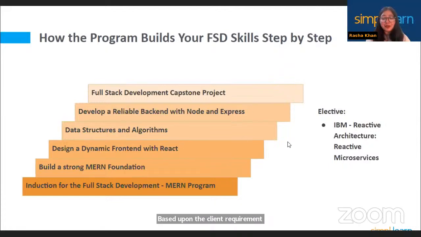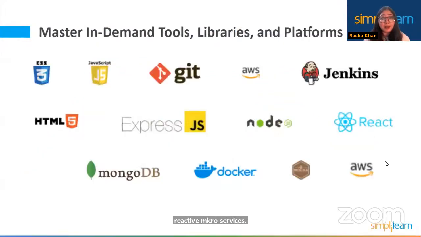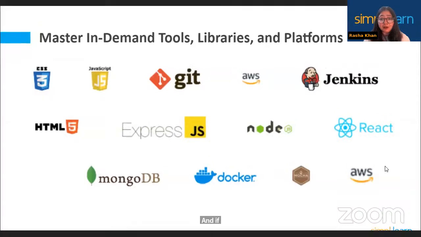Thank you so much, Akash, for taking us through the steps, the learning path for the full stack developer MERN stack program. Also talking about the elective here, as I mentioned earlier, we have a partnership with IBM. In the elective, you get IBM reactive architecture and reactive microservices. The elective is optional. It is up to you if you want to take it up. It comes as a part of the program, and we don't charge anything extra for that.